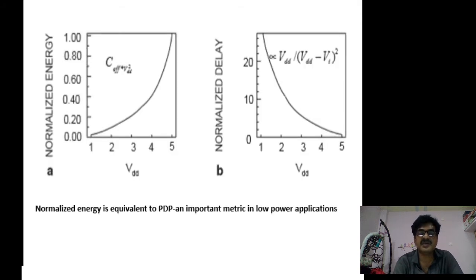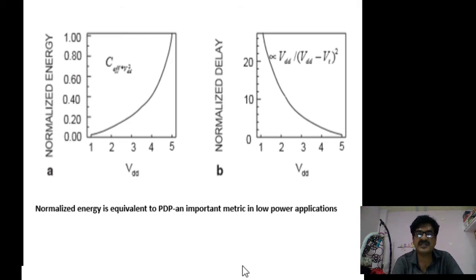This is a curve, the first one, representing the variation of normalized energy with the applied voltage. It implies reducing the VDD voltage reduces the energy consumed. That means the power dissipation is less. But at the same time, if you see the delay with reference to reducing the voltage VDD, what happens? The delay value is increased. How can you say this?